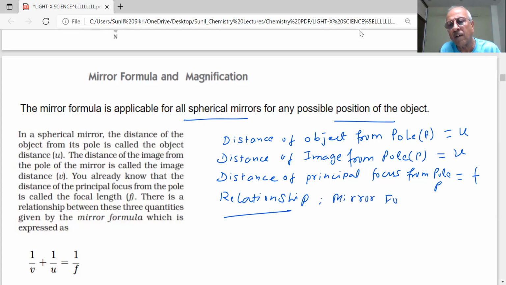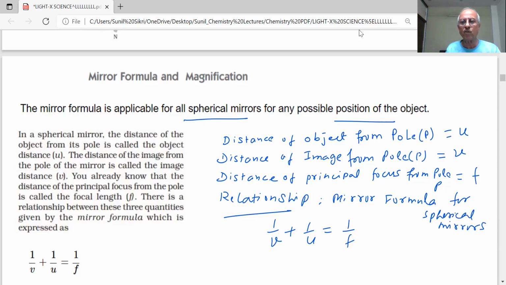What is the mirror formula which we will be using, student? I am not deriving this. This is not required in our course. 1/v + 1/u = 1/f. This is the mirror formula for spherical mirrors. Note it down, student. What is v? Distance of the image from the pole. u is the distance of the object from the pole. f is the focal length.